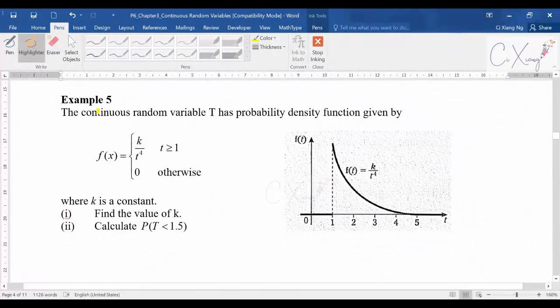Okay, so for the last example here, they give you a continuous random variable t. So this is a function here. Then this is a curve. This is a graph. So you can see that there's a curve actually. And then they want to find the value of k. So again, for the first part, if you want to find the value of k, what you need to do is integrate from 1 until infinity for the function.